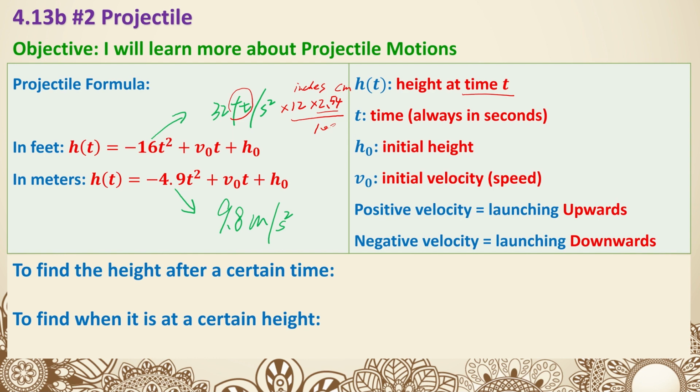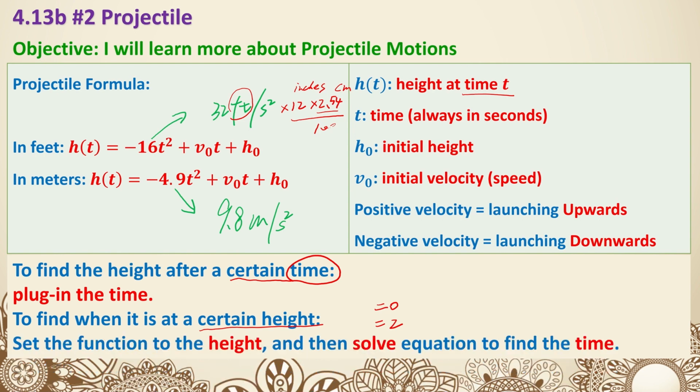And two more things. To find the height after a certain time, that means you are given a time. In order to find the height, you are just going to plug in the time. And to find when it is at a certain height, think about it. At a certain height or 0, they kind of mean the same thing. On the ground, when it falls down to the ground, it just means it's at a height of 0. In this case, it might just be, say, at a height of 2 meters. So you're just going to set the function equal to the height and then solve the equation to find the time. So now let's have a look at some more examples.